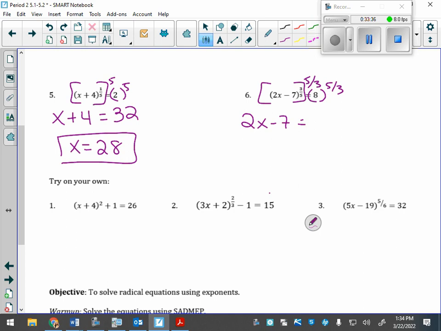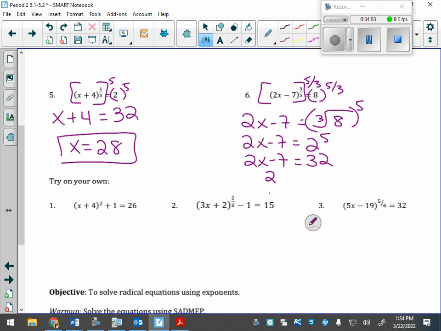Okay, it's the cube root of 8, then to the 5th power. Okay? What is the cube root of 8? Jack? Okay, then we take 2 to the 5th. We should know these, like 32. Then we go ahead and solve.